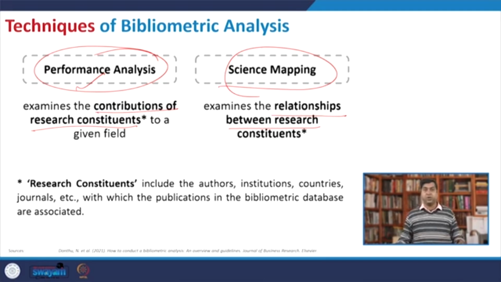It is a new terminology for you. So, let us understand: the research constituent includes all the components that I have just mentioned. It may be authors, institutions, countries, journals, or anything that you can say, some parameters that you discuss or decide you can put into it.